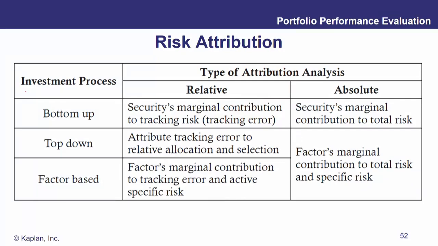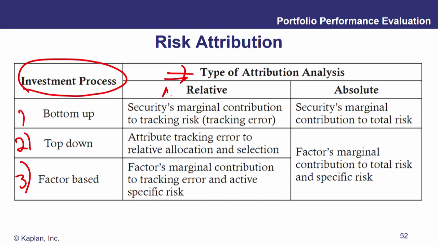Okay, so risk attribution, again, this is an important chart. I would absolutely take some time to review this. I think it's very helpful, but it gives you an investment process. So notice we have a top down, we have a bottom up, and we have a factor base. Okay, so we've got three processes here to define. Now, what if we want to figure out which type of attribution we're going to use?